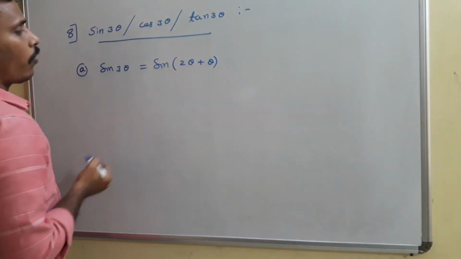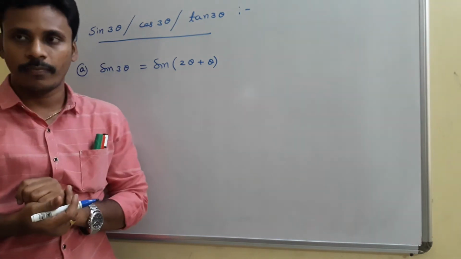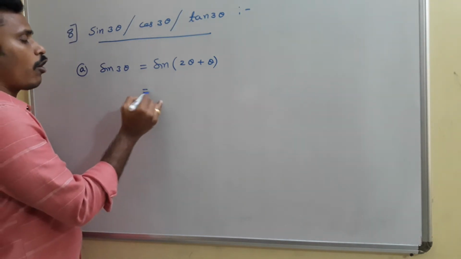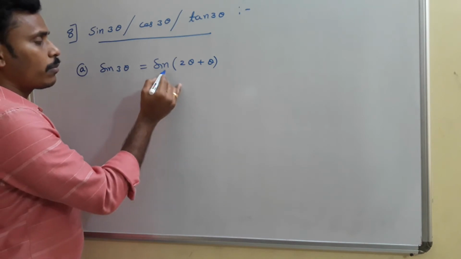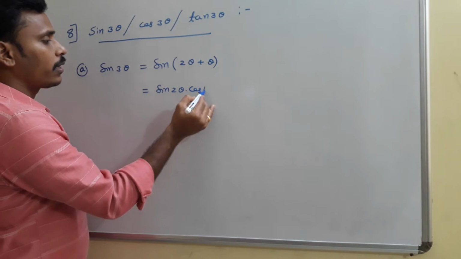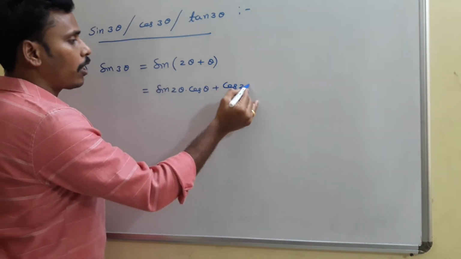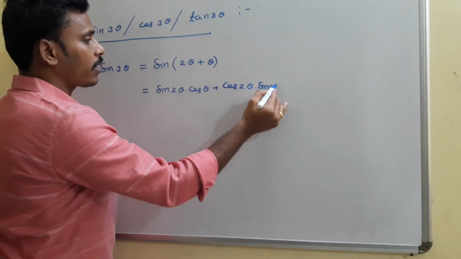Just like sine of a plus b. I just wrote that 3 theta as 2 theta plus theta, sine of a plus b. So sine of 2 theta plus theta is nothing but sine a cos b plus cos a sine b, that is, sine 2 theta cos theta plus cos 2 theta sine theta.